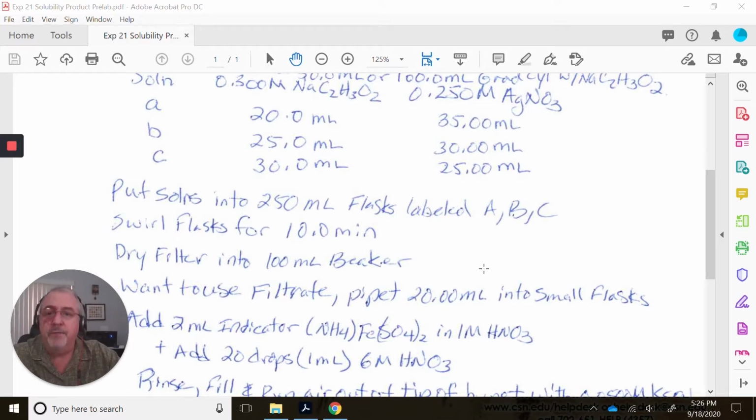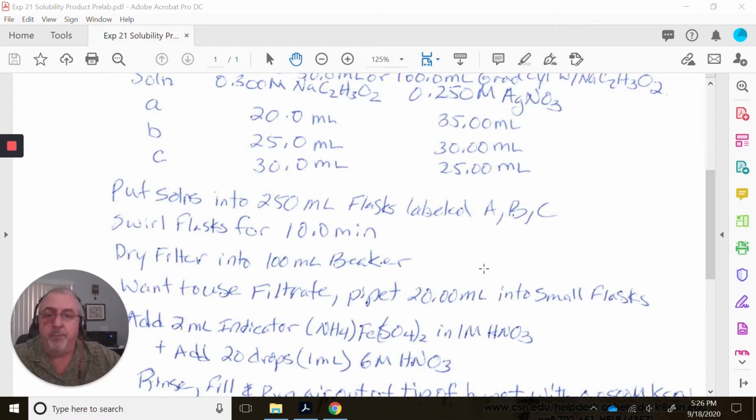We're going to then dry filter these solutions into 100 mL beakers with some stemless funnels, and we're going to make sure that we're collecting the filtrate, which is the aqueous solution. We don't want any of this solid material, so we're going to then pipette 20 mL of that filtrate solution into small flasks that are going to be used for titrating.